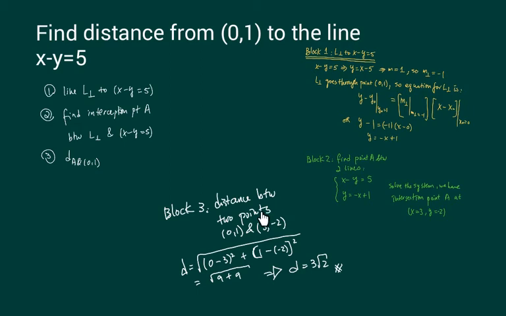In the last step, all I did is grab this point A that we found earlier and plug it into the distance formula. Simplifying a little, the answer is 3 radical 2.